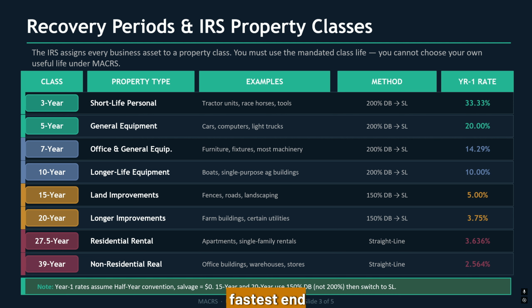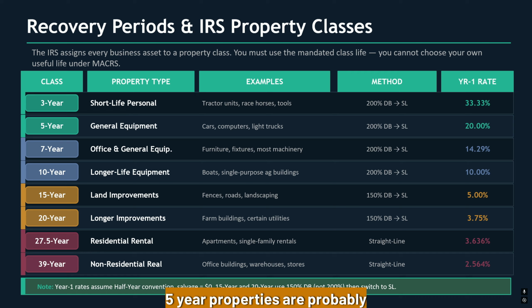At the fastest end, you have 3-year property. This is for things like tractor units, race horses, and certain short-lived tools. The year 1 depreciation rate under GDS is 33.33%. You recover a third of the cost in just the first year.